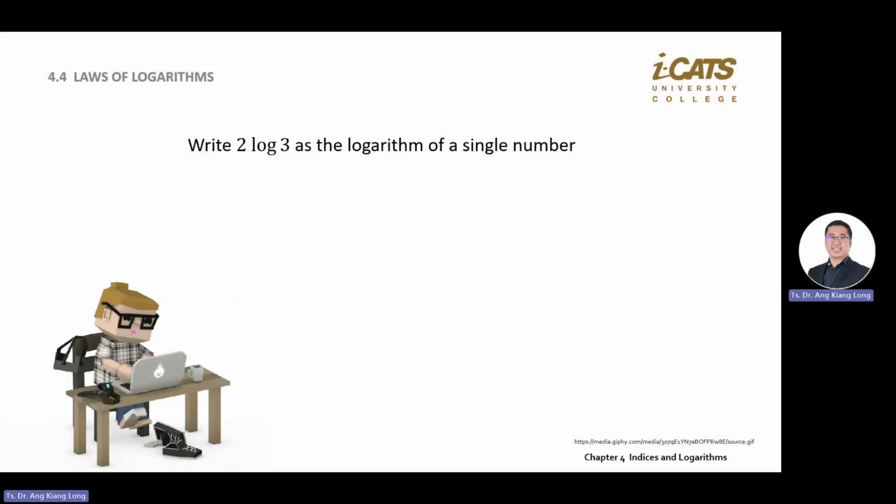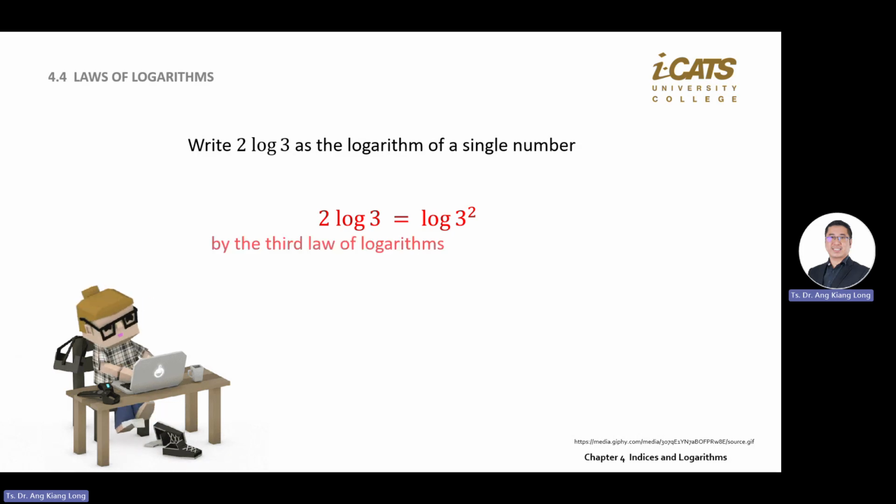So write 2 log 3 as a logarithm of a single number. So just move 2 to the top. So it will be log 9. Okay, it was something like this. So you write 2 log 3 equal to log 3 power 2. Then further simplified, to become log 9.